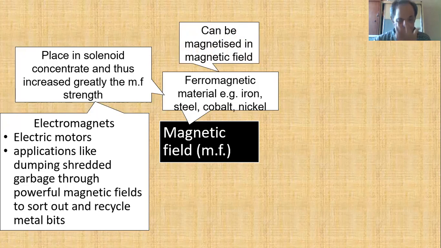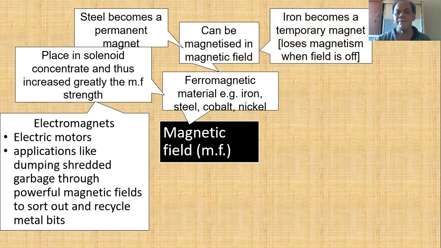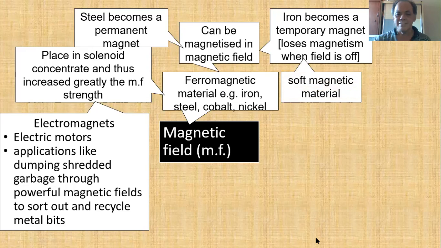If it's ferromagnetic, it can be magnetized. Steel becomes a permanent magnet. Iron becomes a temporary magnet. That means it loses magnetism when the current is removed. The current must be on, then it becomes a magnet. When the current is off, it becomes non-magnetic. Only steel becomes a permanent magnet. So we give iron a special name, soft magnetic material.